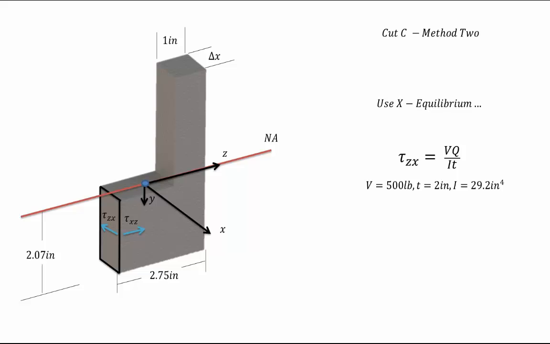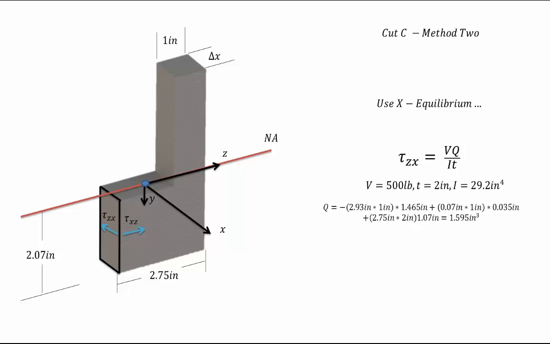As before, the shear force is 500 pounds, the thickness is 2 inches, and the moment of inertia is 29.2 inches to the fourth. So to find our Q, we're going to use Q is negative above the neutral axis and Q is positive below the neutral axis, as before. So we're going to start with the section above the neutral axis. So its dimensions are 2.93 inches by 1 inch, and its center is about 1.465 inches above the neutral axis.